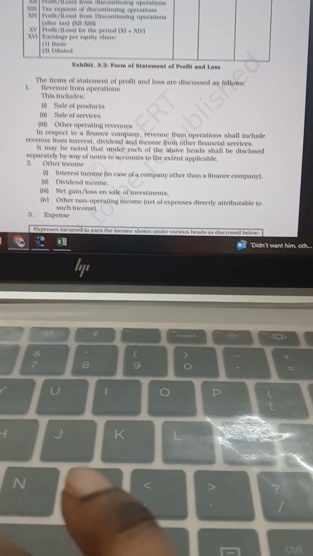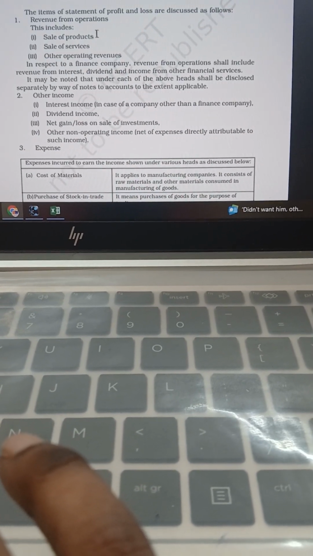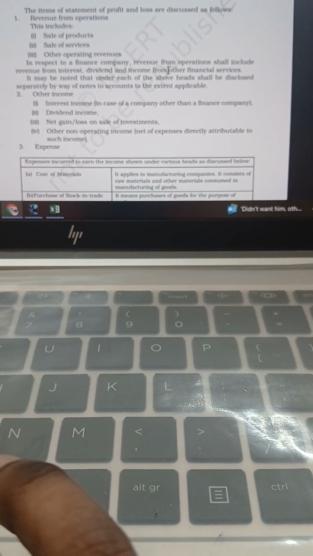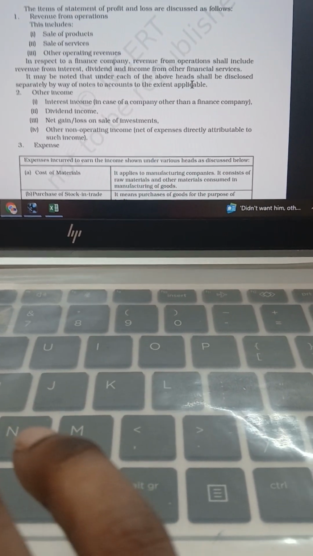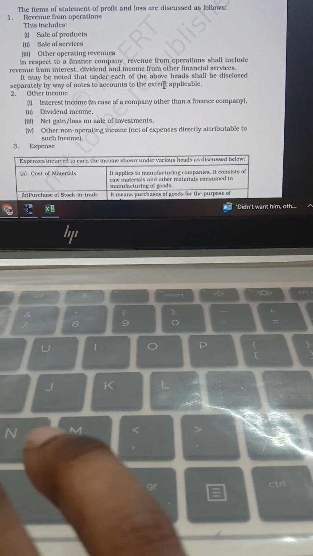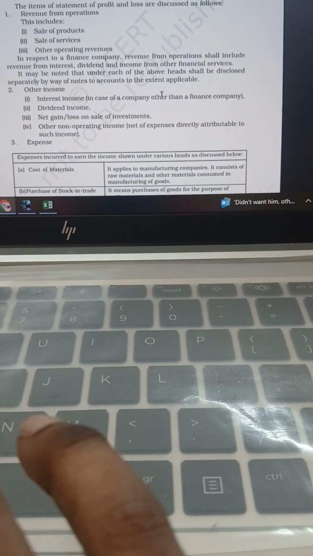Then some explanation is given relating to the items in the statement of profit and loss. The first item is revenue from operations. This includes all the income that we get from our business operations, including sale of products, sale of services and other operating revenues. In the case of a financial company, revenue from operations shall include revenue from interest, dividend and income from other financial services. Each of the above heads shall be disclosed separately by way of note to accounts to the extent applicable.